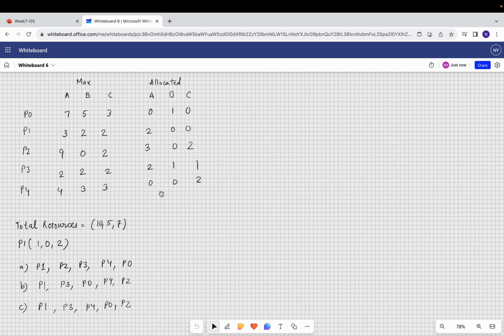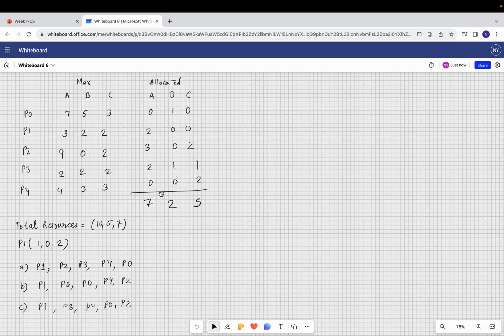So first of all, let us count how many units have already been allocated. Here 2 plus 3 plus 2 is 7. So we have already allocated 7 units of resource A. Then for B, we have allocated 2 units, and for C, we have allocated 5 units. So we have already allocated 7, 2, 5 units of the A, B, C resources.